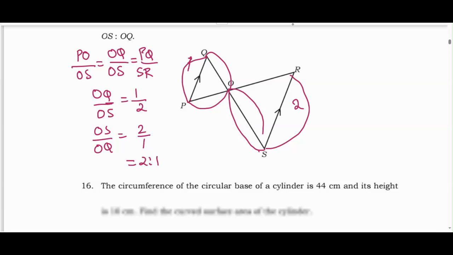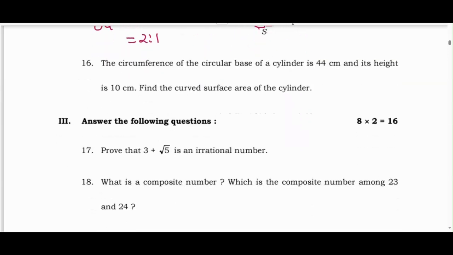Then moving on to the next one, we have the circumference of the circular base of a cylinder is 44. So C is circumference 2 pi r. So 2 pi r is 44. And we know the pi value, pi is 22 by 7. So what will be r here? We can just take 22 ones are 22, twos are, and 2 and 2 cancel. r will be 7. So the value of r is 7.